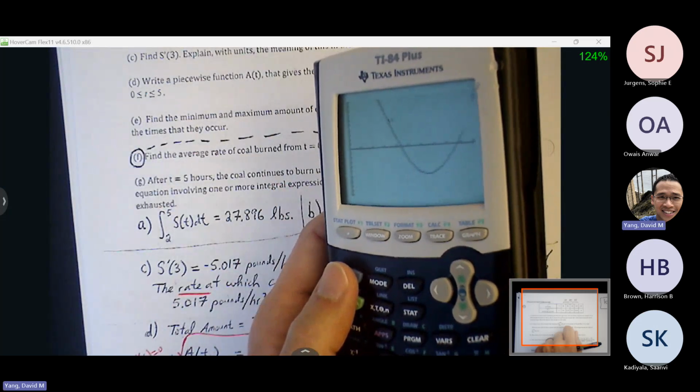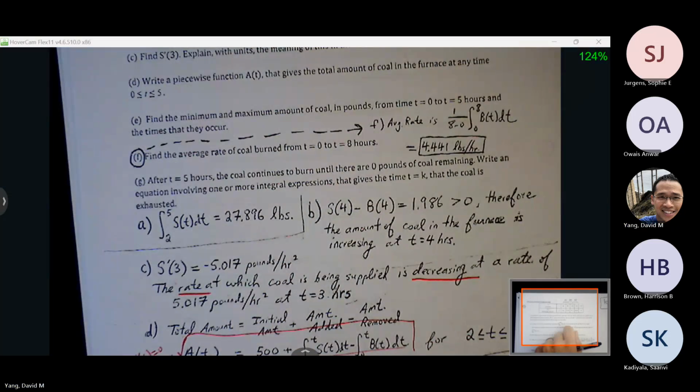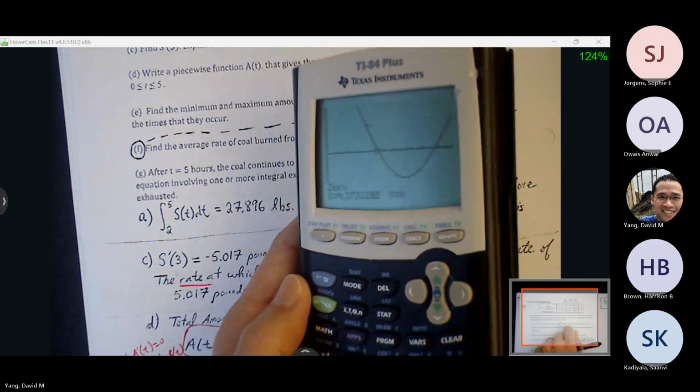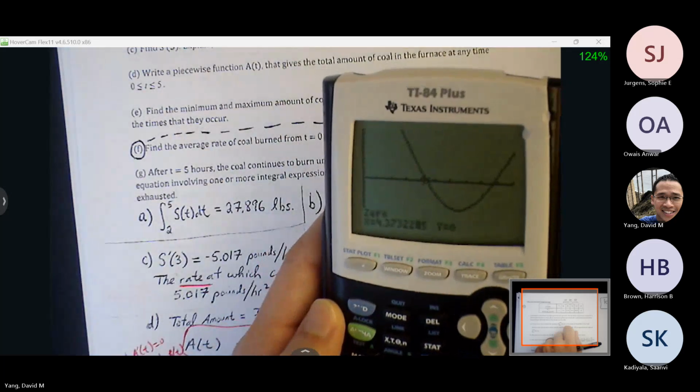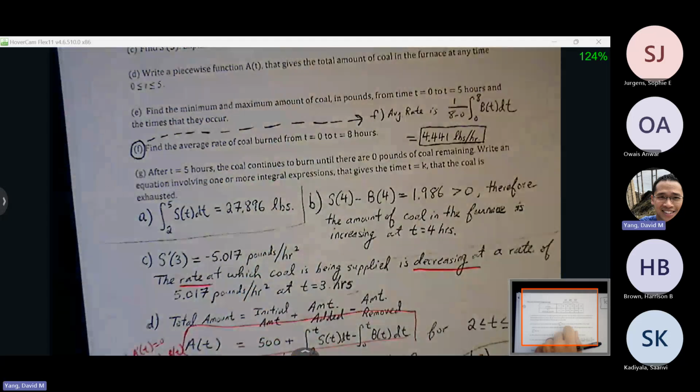I'm looking for an x-intercept between 0 and 5. I can do second trace, zero. Pick a point to the left of the x-intercept, hit enter. Pick a point to the right, hit enter. 4.37.